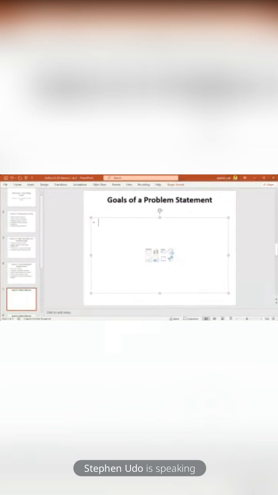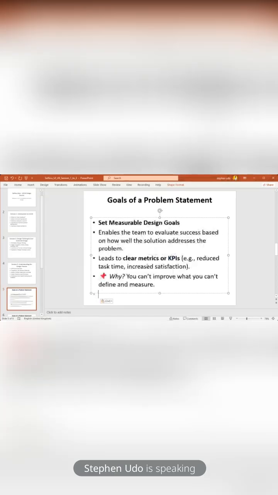So the next one, it sets measurable goals. How? Because you already have a goal you want to achieve as a designer. It enables the team to evaluate success based on how well the solution addressed the problem.